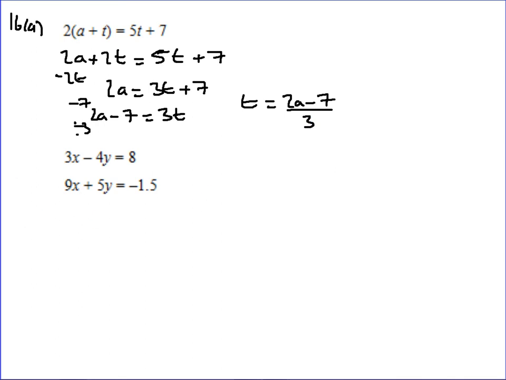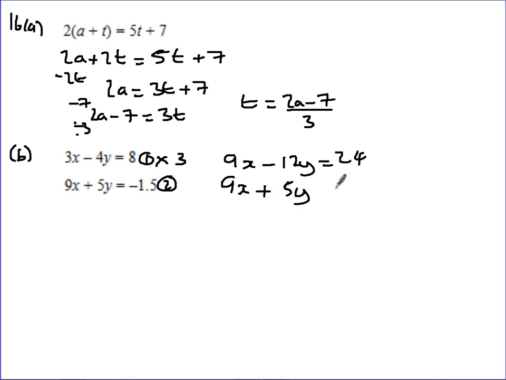Part B, solve these simultaneous equations. So what I'm going to do is times the top one by 3, because then I will make 9x. So I then get 9x minus 12y equals 24, and then write the other equation again underneath. Then I'm going to take one off the other. So I'm going to take the top one off the bottom one.